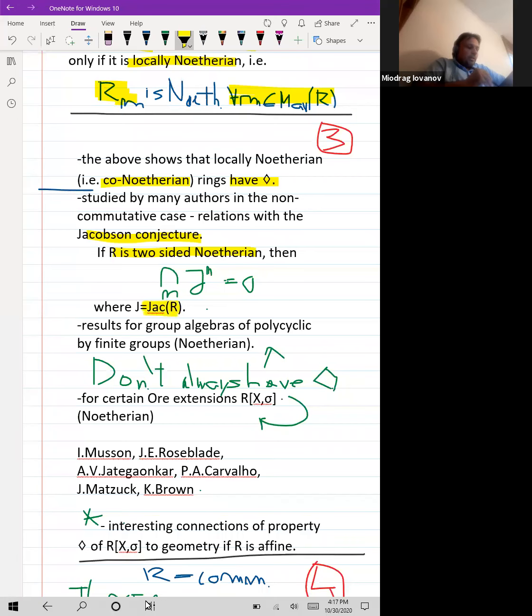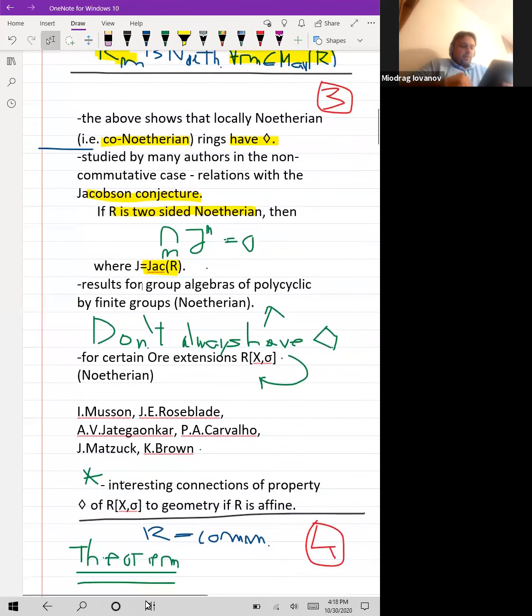That's a conjecture, and Jategaonkar has proved this for certain classes of rings, which are called fully bounded Noetherian rings. I don't want to go into details of what that is. So there are certain classes where this works, but it's not really known in general. But, and we'll see later why, the property diamond is actually very closely related to intersections of ideals.